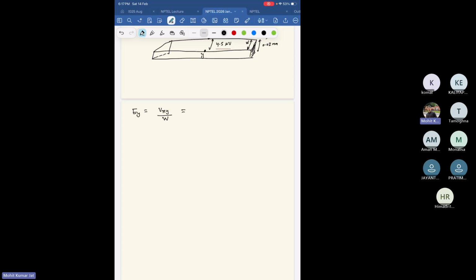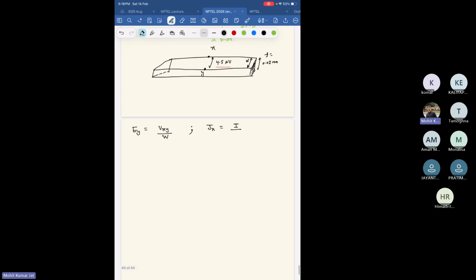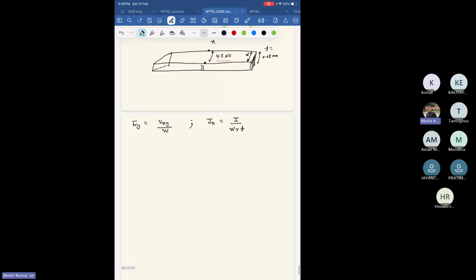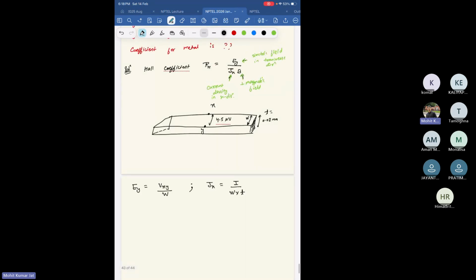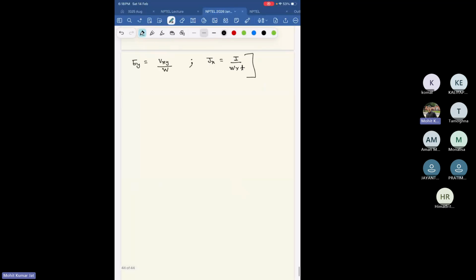Similarly, I can ask you about Jx, how do you write the current density? Current density you write as total current divided by the area, right? So W is the width and T is the thickness, that will give you the area. And B is the magnetic field. Now you substitute these values. This is equation 1. Both of these are equation 2.